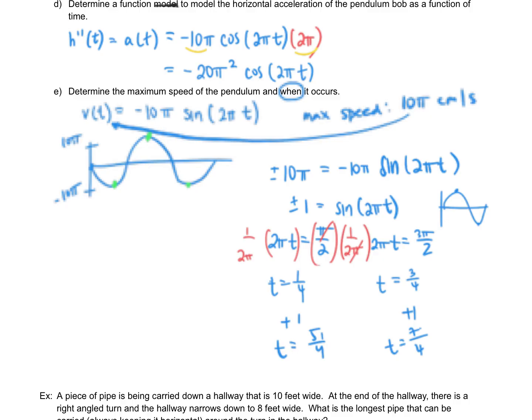So now I can give a generalized expression for all the times. A quarter, 3/4, 5/4, 7/4. It looks like I'm just adding 2 over 4 or half a second to that original time. So therefore, the max speed of 10 pi centimeters per second occurs at t equals a quarter plus half a second times k, where k is an element of all integers. And there we are.